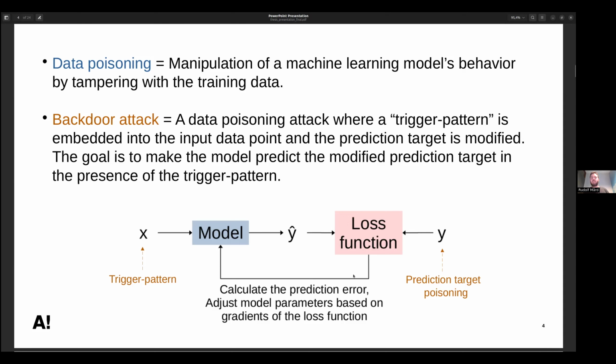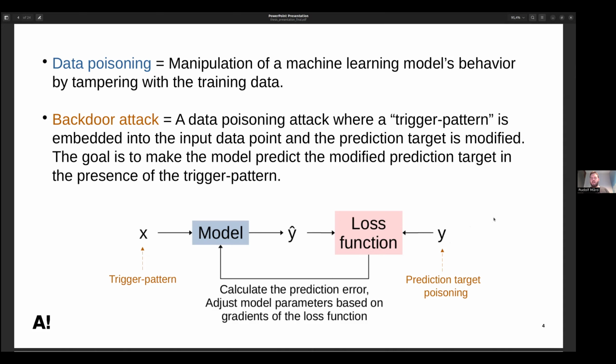I have a diagram here depicting the training process of a machine learning or deep learning model. On the left side we have X and on the right side we have Y, which are data points in the training data set. Y hat is the prediction that the model makes based on the input. Then we have the loss function, which measures the discrepancy between the prediction and the prediction target. Based on the value of the loss function, the parameters of the model are adjusted.